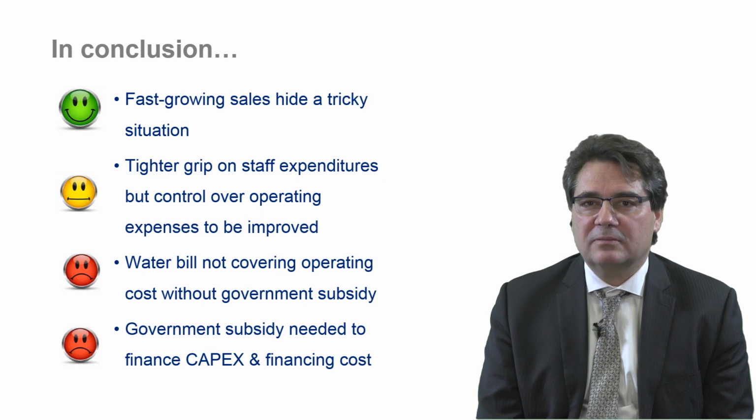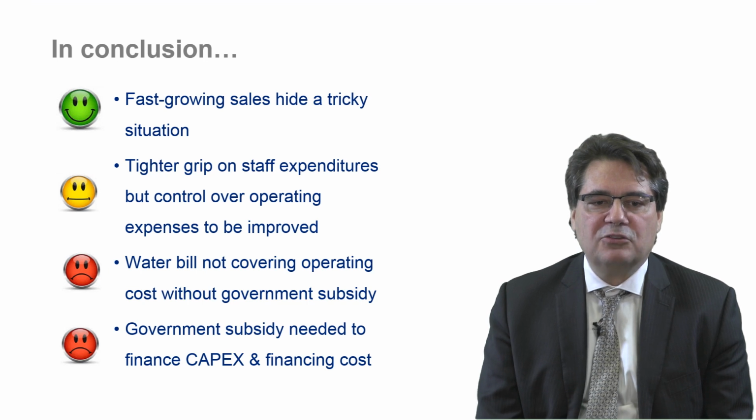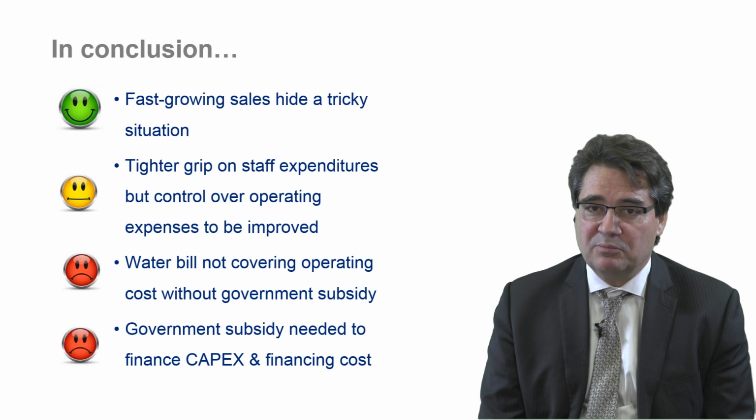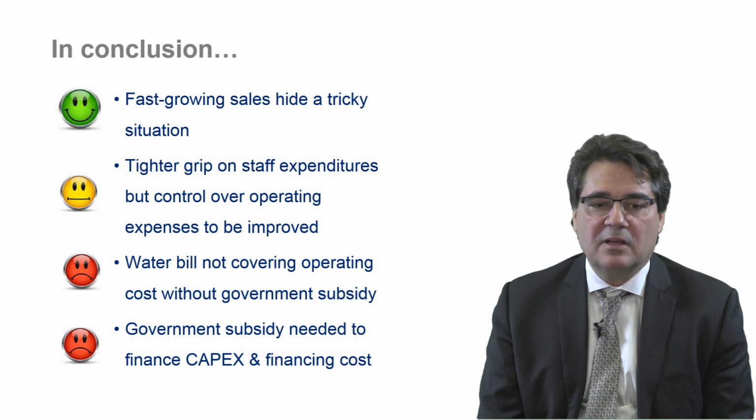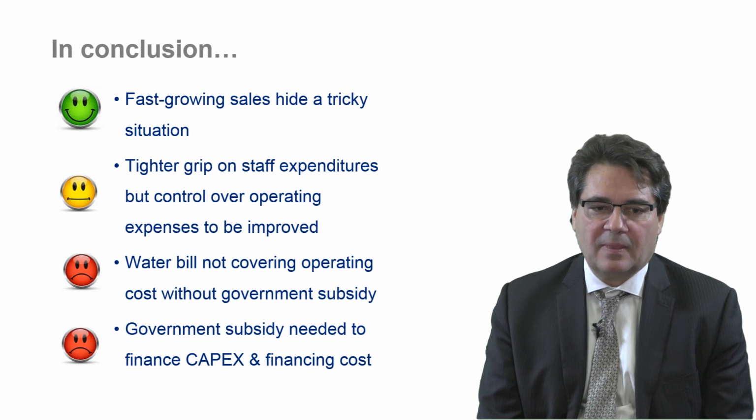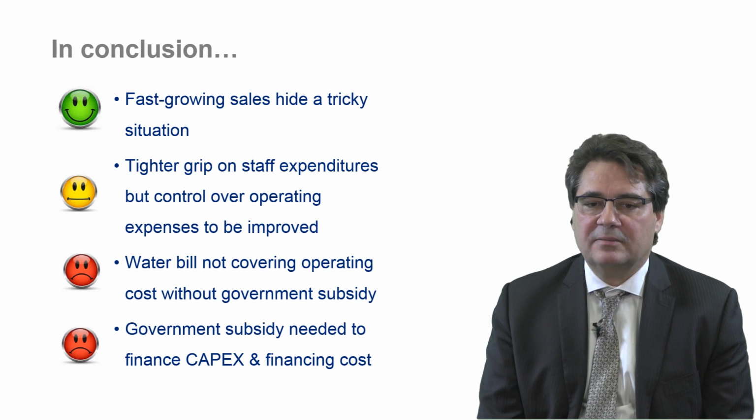In conclusion, we have fast-growing sales which hide a tricky situation. Tighter grip on staff expenditures, but control over operating expenses to be improved. Water bill not covering operating costs without government subsidy, and government subsidy needed to finance capex and financing costs.